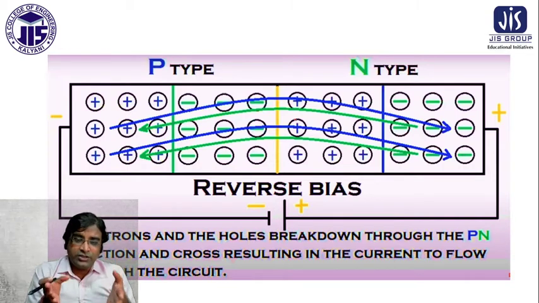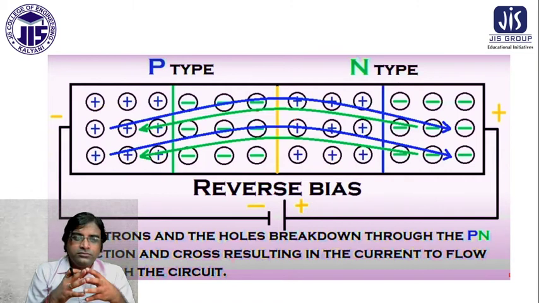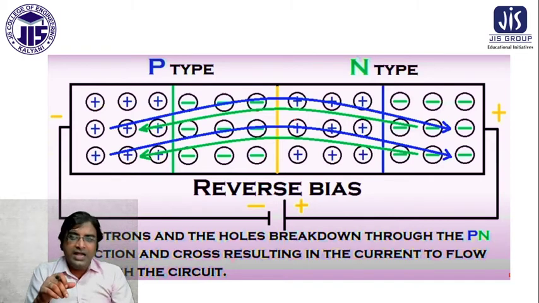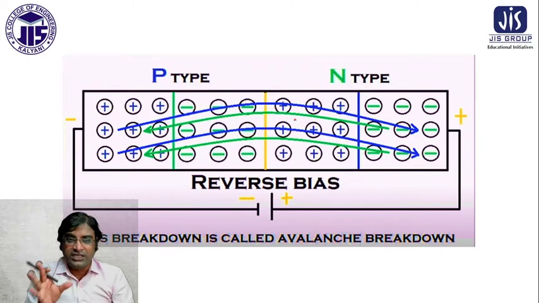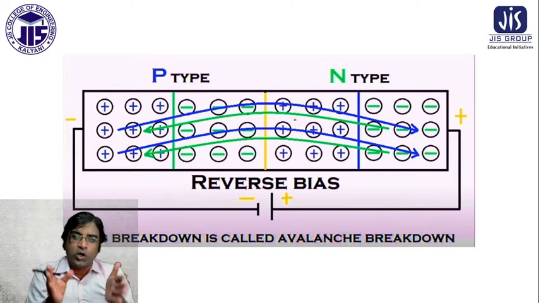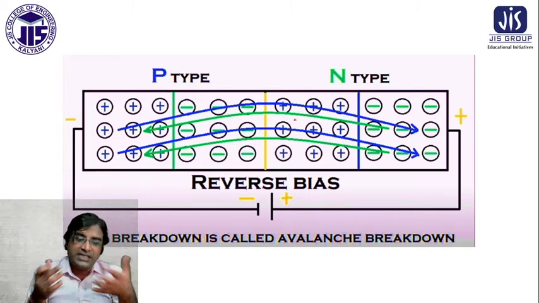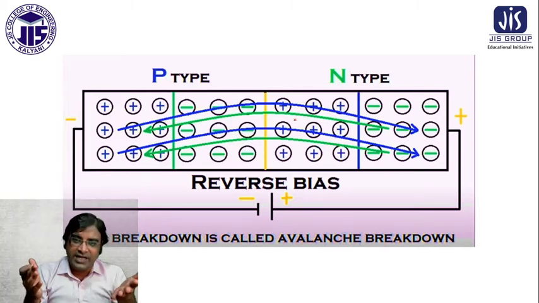That is represented by the avalanche. Electrons and holes break down through the PN junction and cross over, resulting in current flow through the circuit. That is the breakdown concept, and a huge current flow is called the breakdown. This particular breakdown is called the avalanche breakdown, as Professor Avalanche is representing, that these things happen in that way. That is called the avalanche breakdown concept.